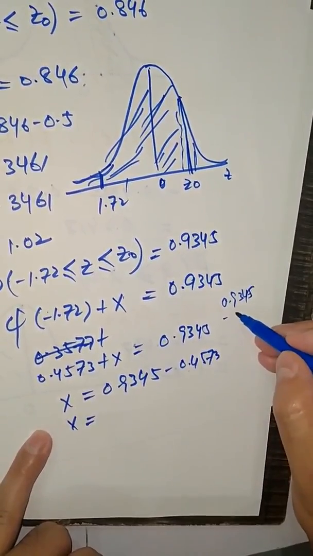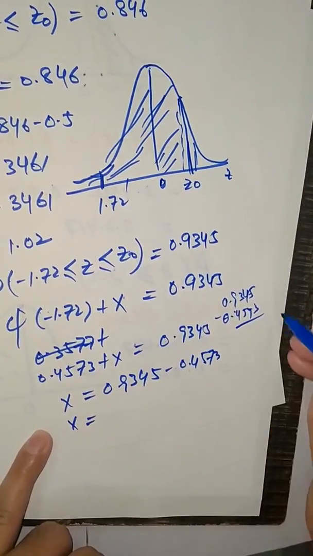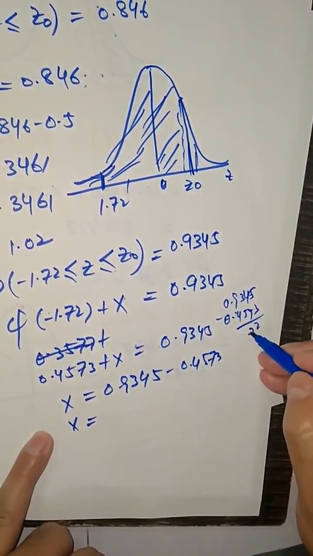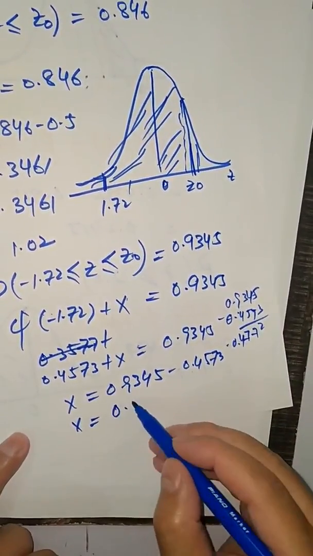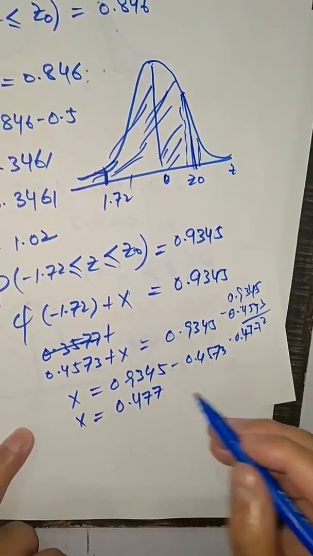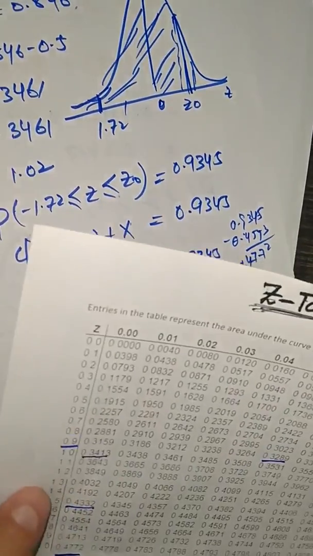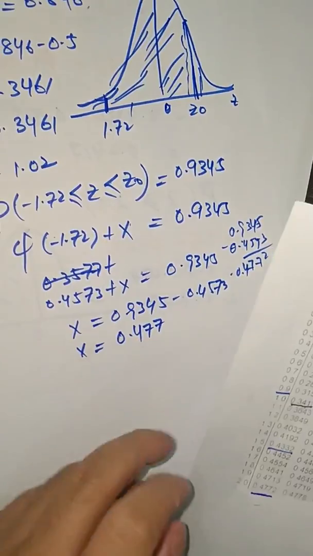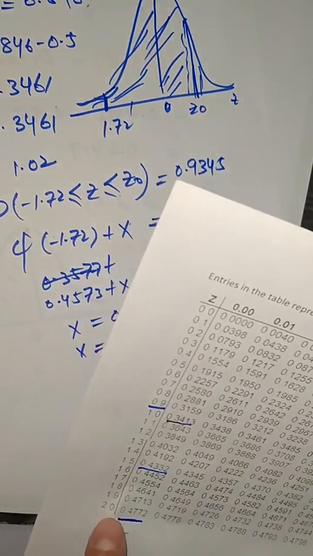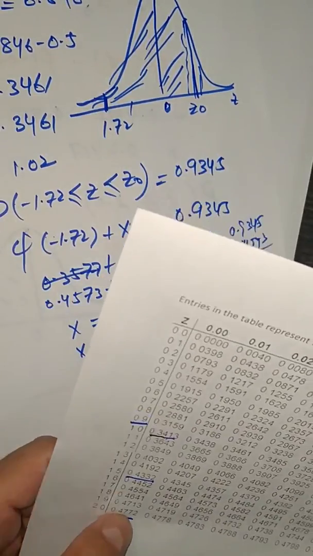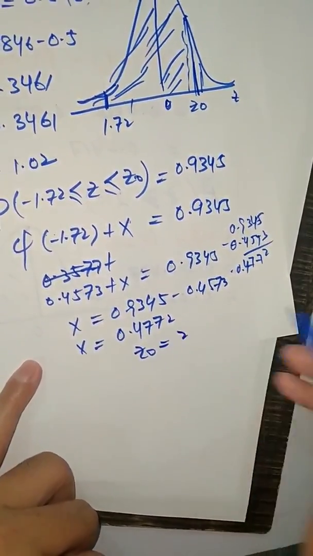this would be equal to 0.4772. So x is equal to 0.477. So what would be the value of z naught? Z naught in this case would be equal to this, 0.477. So at z is equal to 2, the value is 0.4772. Hence z naught is equal to 2.